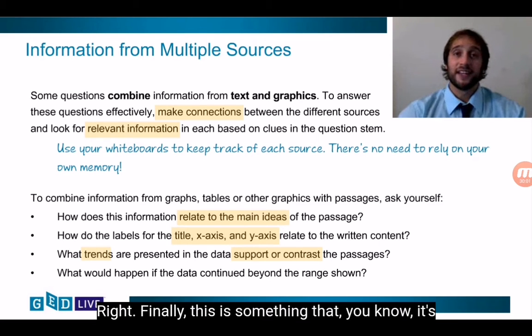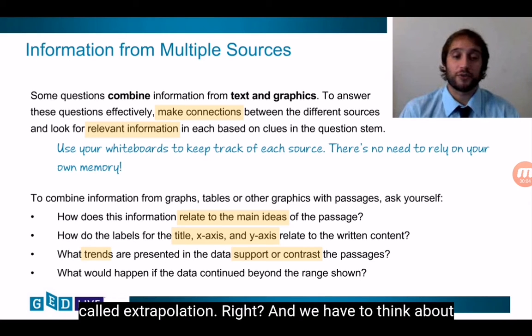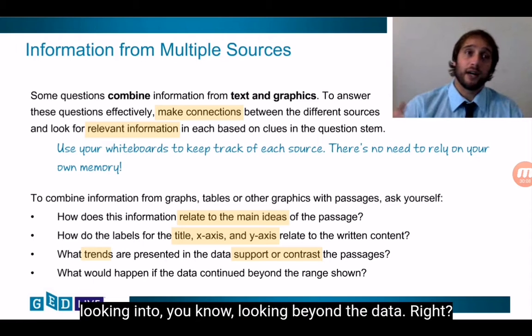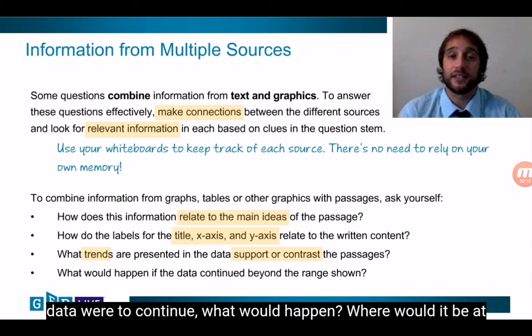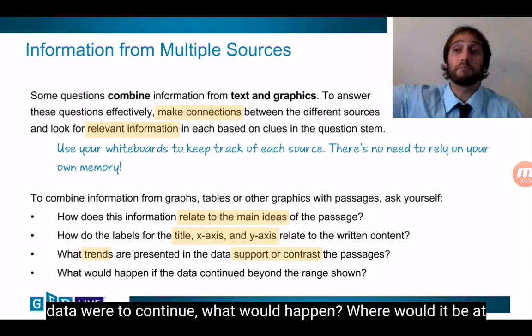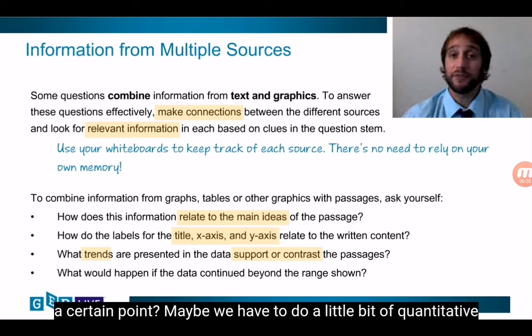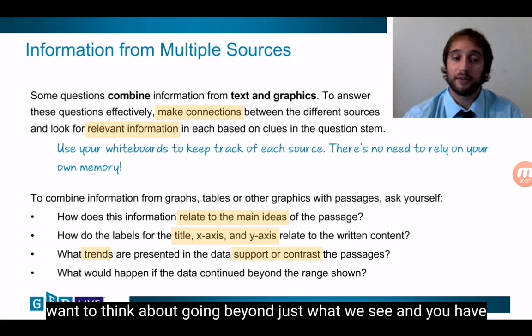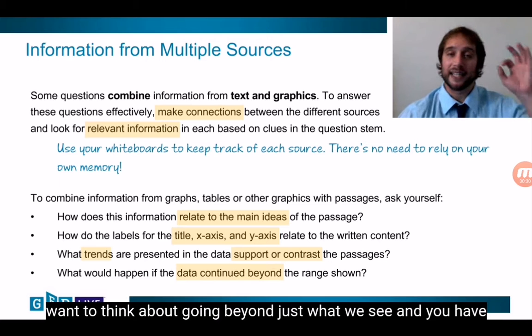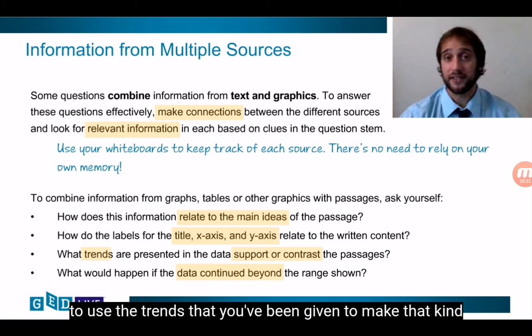All right, finally, this is something that's called extrapolation, right? And we have to think about looking beyond the data. Like, okay, if the data kept going, if the trend that we see in the data were to continue, what would happen? Where would it be at a certain point? Maybe we have to do a little bit of quantitative inference at that point to get it right, okay? But definitely want to think about going beyond just what we see. And you have to use the trends that you've been given to make that kind of prediction.